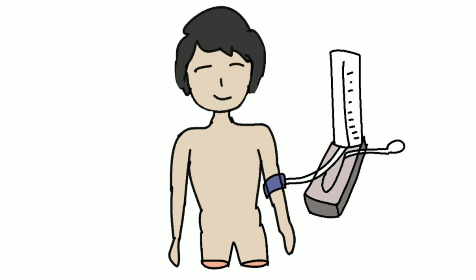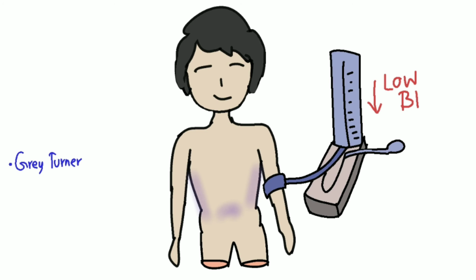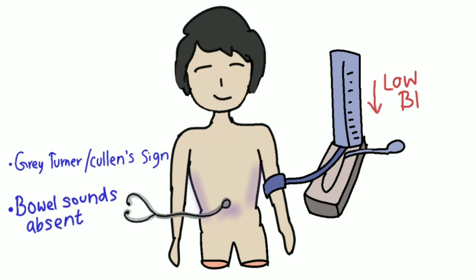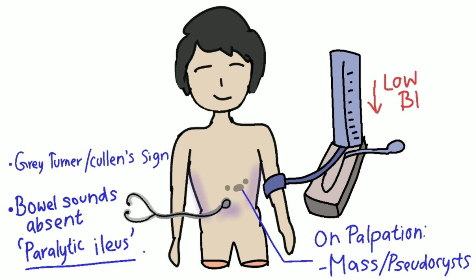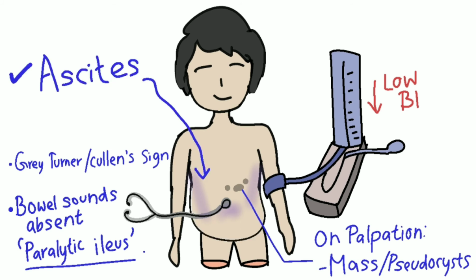Signs of a patient with acute pancreatitis are low blood pressure, positive Grey Turner's sign and Cullen's sign, and absent bowel sounds, suggesting paralytic ileus. On palpation, masses and pseudocysts can be found. Lastly, ascites will be positive.